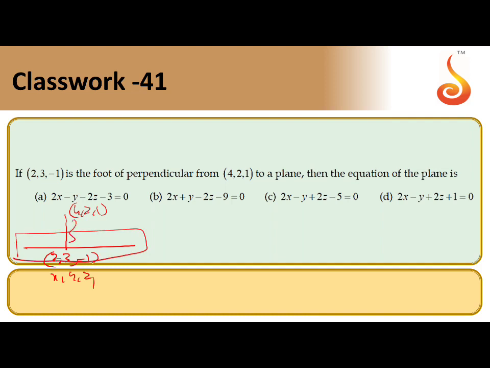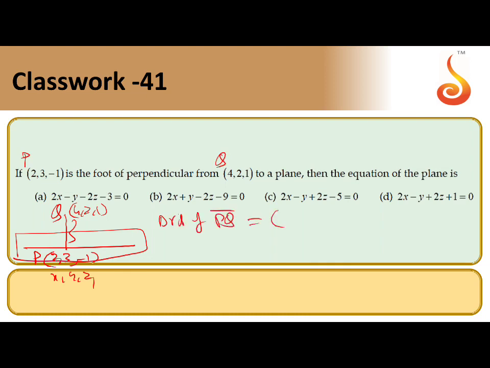A point and DRs are required here. So the foot of the perpendicular we can take as P and the given point as Q. That means we need the DRs of PQ. So first, the DRs of PQ.